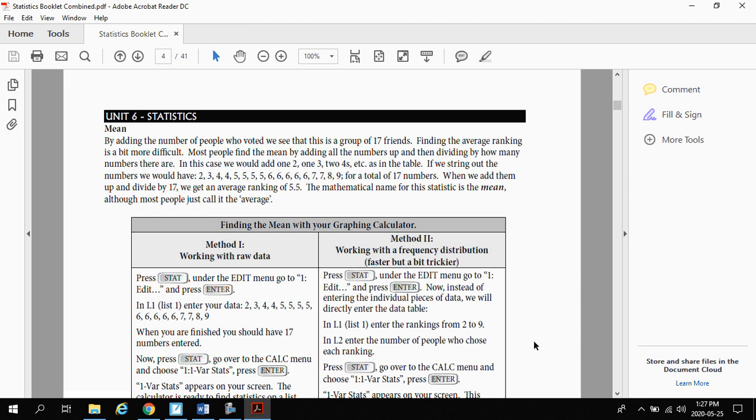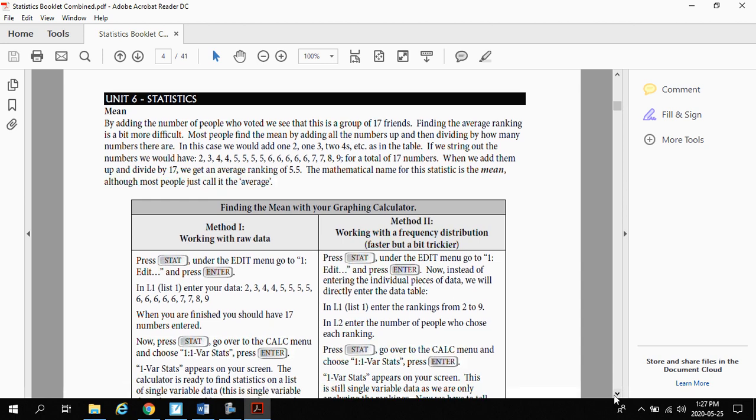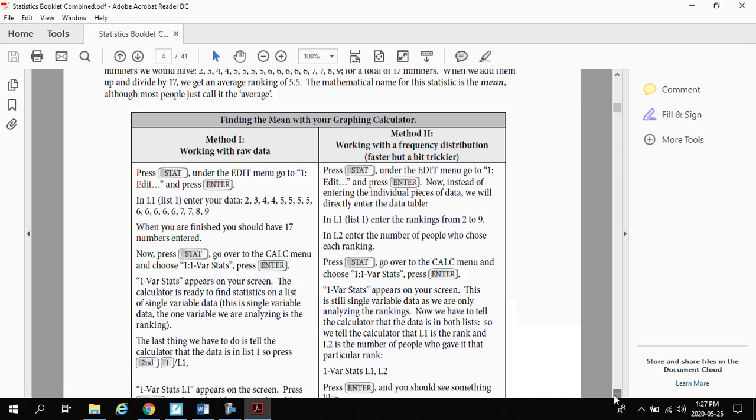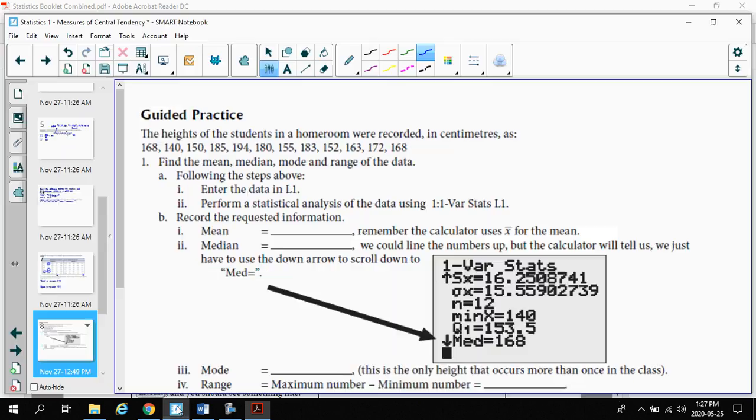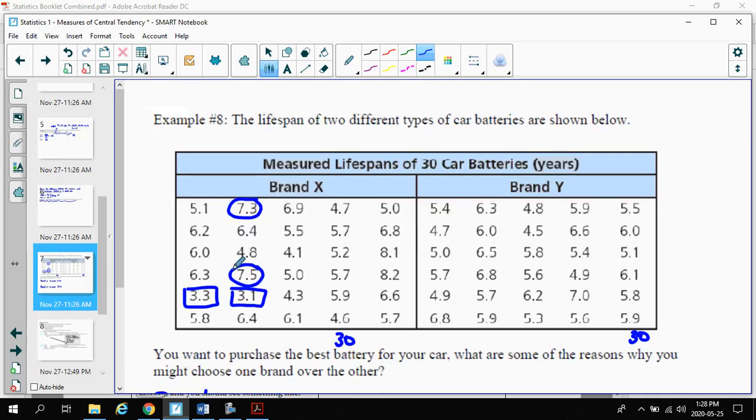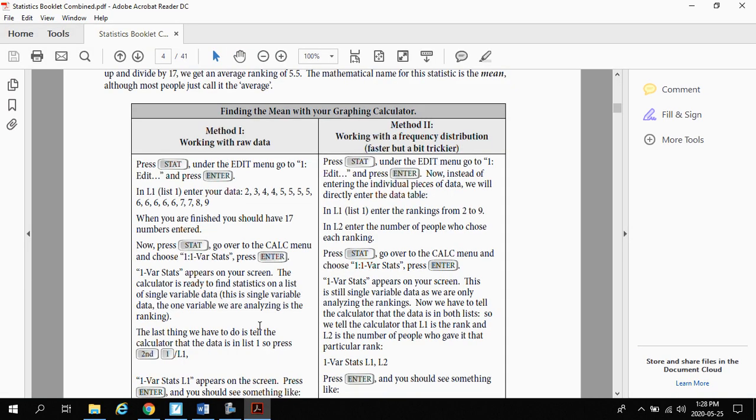So finding the mean with the graphing calculator. So this is helping out a question like this one, where we have a ton of data. And it's just a little bit tedious to try to put it all in the calculator. Even with this question that had 17 pieces of information, it's kind of nice to actually do it with the calculator instead. So there are two different methods. And again, these are the pieces of information for the TI calculator.